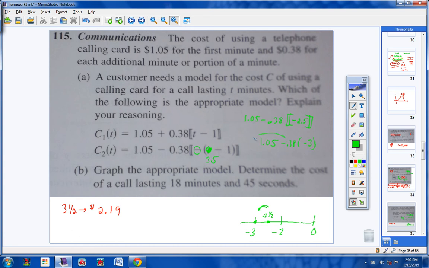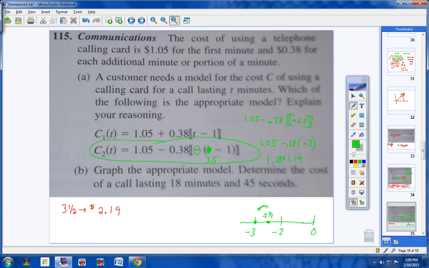Remember, you don't subtract first, you multiply first. So I have negative 0.38 times negative 3. Negative times a negative is a positive. We already know that 0.38 times 3 is 1.14. So it works perfectly. 105 plus 114 is 219. So this is the one I want to use right here.